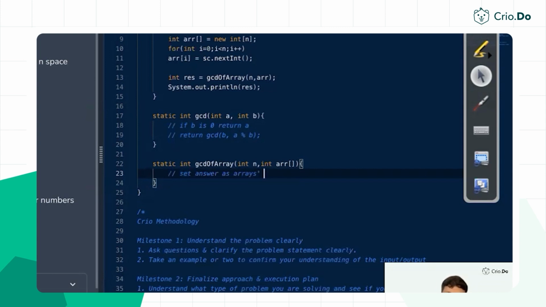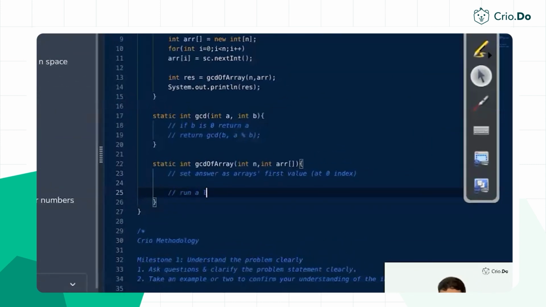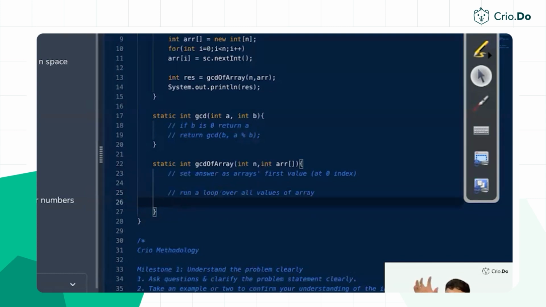Array's 0th index value, the array's first value, that is the value at the 0th index. We can initialize it with the last index also. You can run a loop from left to right, or from right to left. So run a loop over all values of the array, and one by one take the GCD of the new value with the current answer, and update the answer.